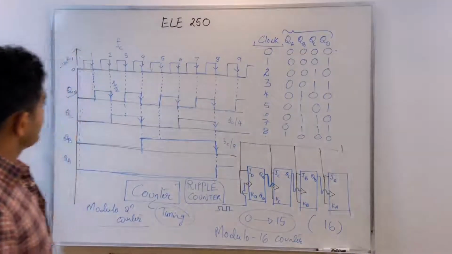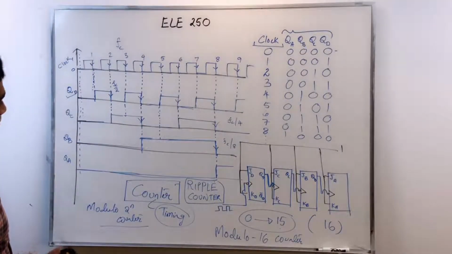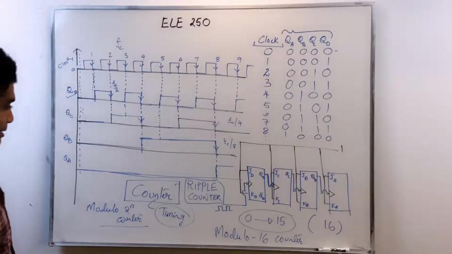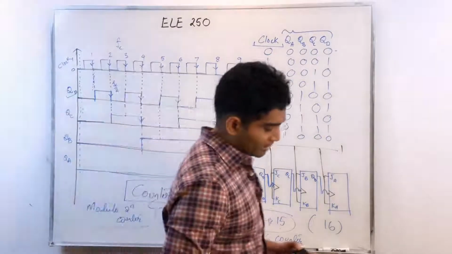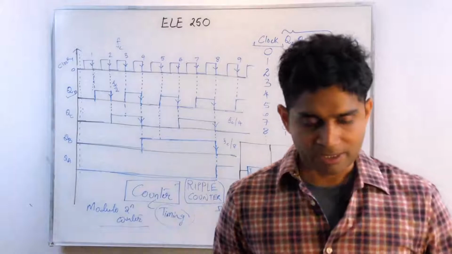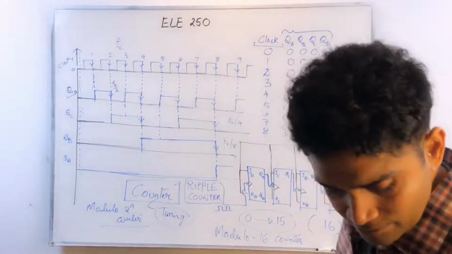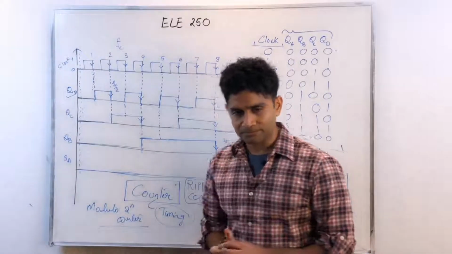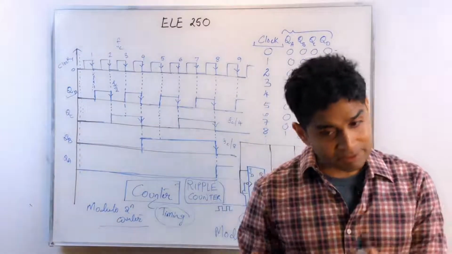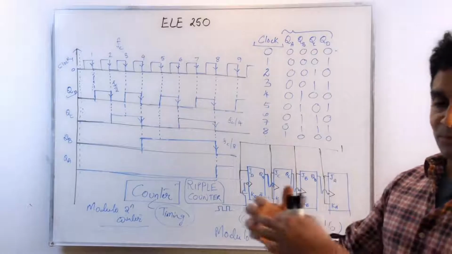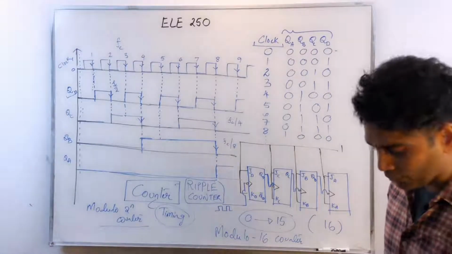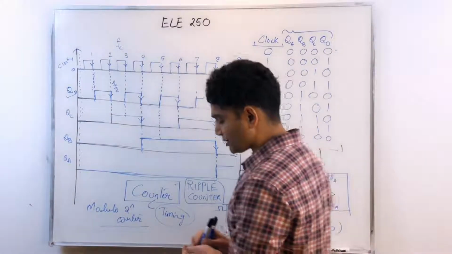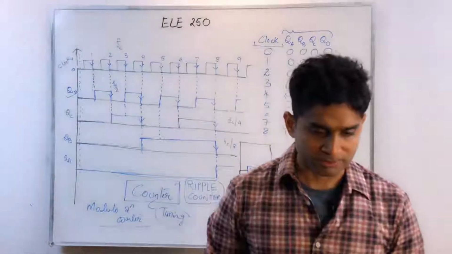All right, so that's well and good. Now, do you see a problem with this kind of counter? Any issues? Of course, it works. But are there any potential issues that you can think about, especially when we want to increase the number of flip-flops in the counter? What could be happening? Any issues here that you can notice?